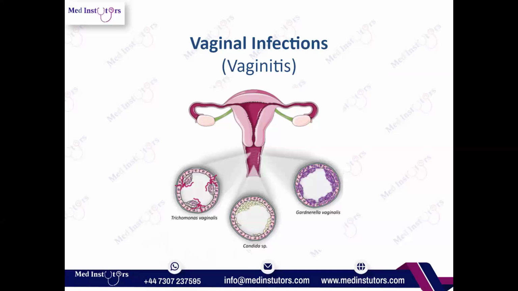Okay, let me see your answers. Maheen, you replied yellowish greenish discharge and strawberry cervix. Please tell me, you are talking about which type of vaginitis? Is it parasitic? Is it bacterial? Or is it fungal?